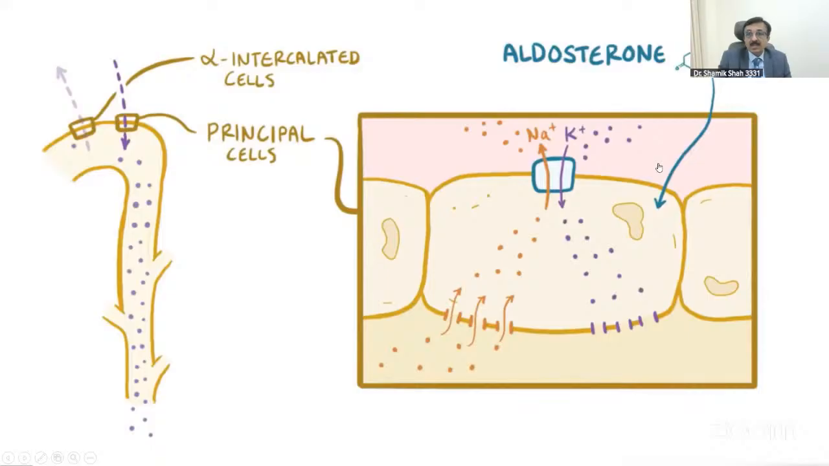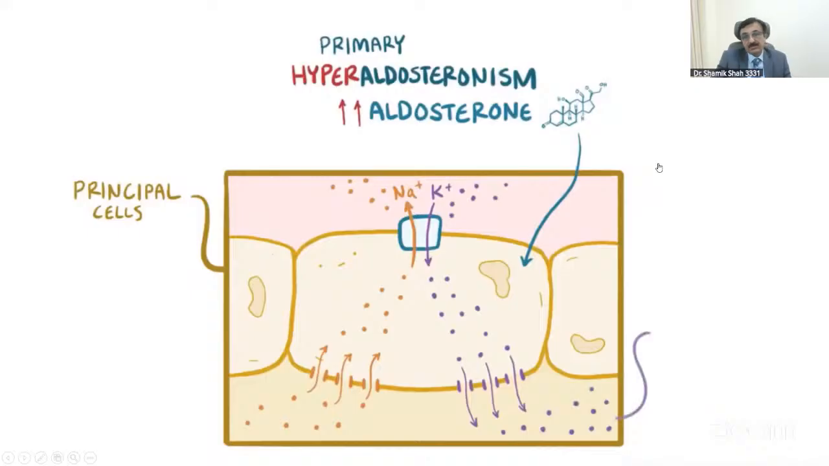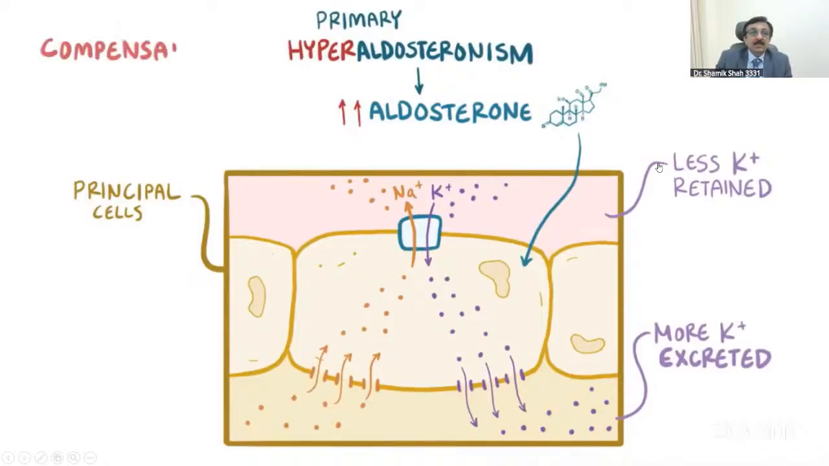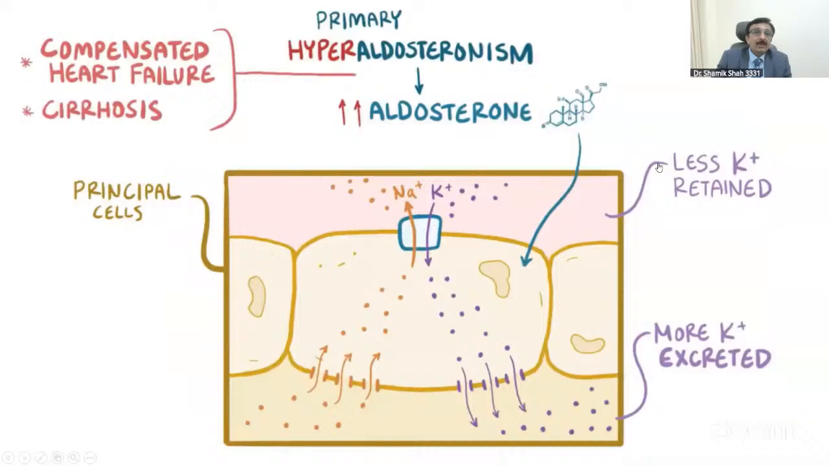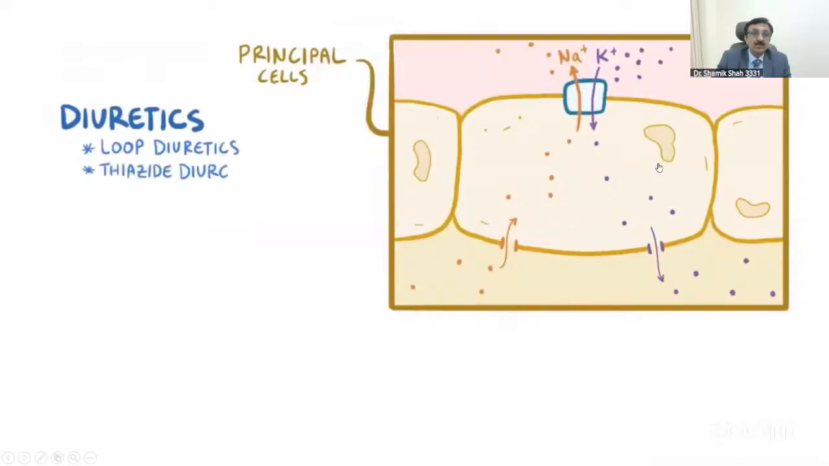So obviously, potassium from the blood enters inside the principal cells, and once the concentration of potassium increases in the principal cells, potassium leaves through the potassium channels which are open on the luminal side and gets excreted in urine. So whenever there is a problem in the aldosterone, for example, primary hyperaldosteronism, then more potassium is excreted and less potassium is retained, causing hypokalemia. This can also happen in compensated heart failure and cirrhosis of the liver, which is secondary hyperaldosteronism.